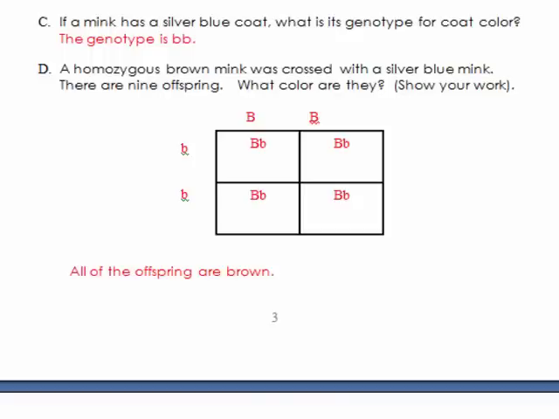A homozygous brown mink was crossed with a silver blue mink. There are 9 offspring. What color are they? Show your work. We're going to use the Punnett square.